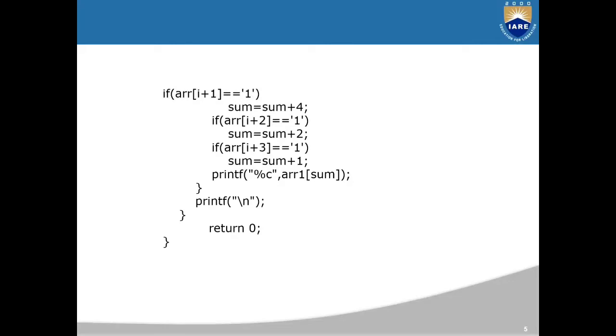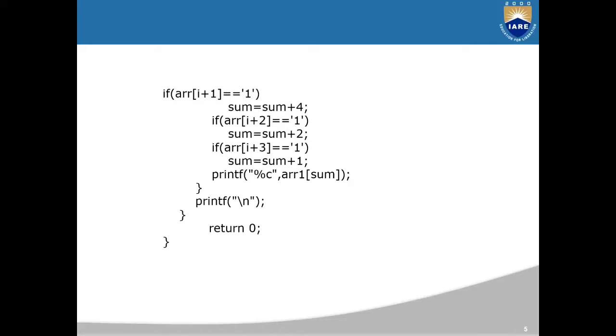Within the if, there is another if statement. This is known as a nested if statement, where nested means within a loop it will have the same loops. If array of I plus 2 is equal to 1, then sum equals sum plus 2. Or else we can take else if, or we can also take an if condition. Array of I plus 3 is equal to 1, then sum equals sum plus 1. Then we need to print the array of 1.